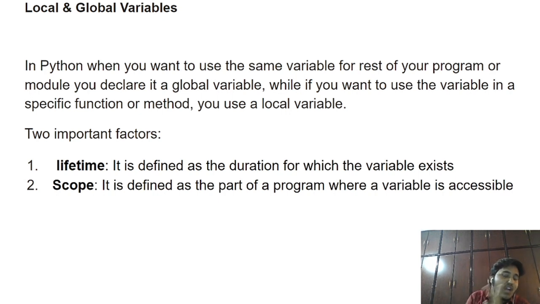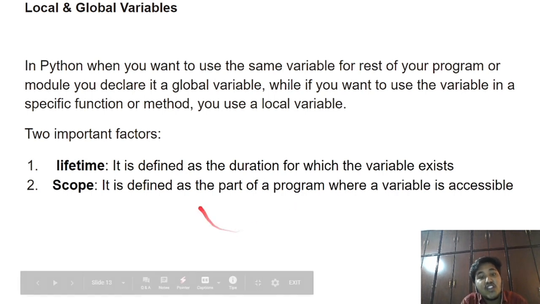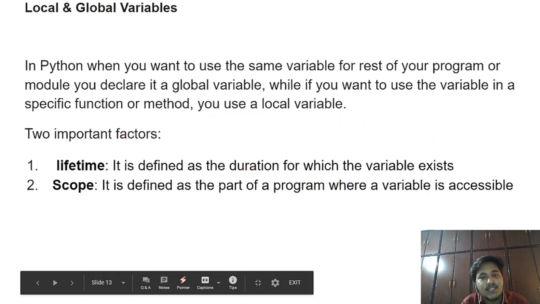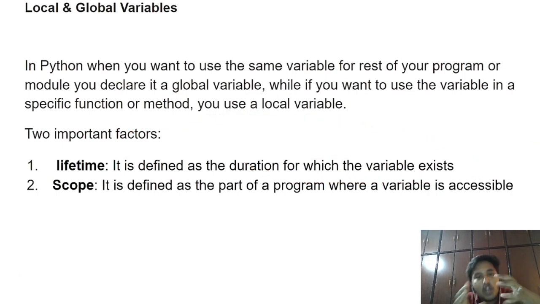Is this clear? There are two important factors we want to know while we are talking about global variable versus local variable. The first point is lifetime. The second important factor is scope. What exactly is lifetime? Lifetime is defined as the duration for which the variable exists. So if you are talking about a local variable or global variable, how much time it exists in the program? That is one important factor. Scope is defined as the part of the program where the variable is accessible. Accessibility is talking about scope, and the existence is talking about the lifetime.